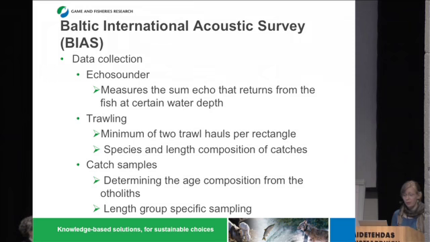A minimum of 2 trawl catches take place at each statistical rectangle, and from those catches the species and length compositions are measured. And also catch samples are taken so that the age composition can be determined with the otoliths. And for age sampling, the sampling scheme is length group specific, so it doesn't directly tell us about the age composition in the total population, but about the age structure in a specific length group.